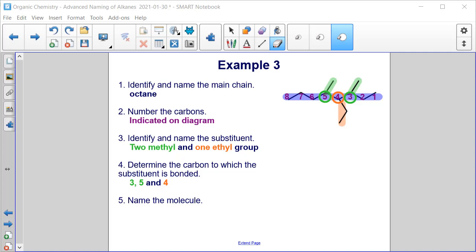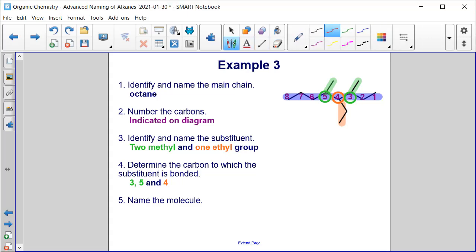All right, so circled in green are carbons 3 and 5 for the 2 methyl groups, and circled in orange is carbon 4 for the 1 ethyl group. So now we need to name the molecule. Now, remember we have methyl and ethyl. So which one comes first? It's alphabetical order, okay? So E is before M, so we name the ethyl group first.